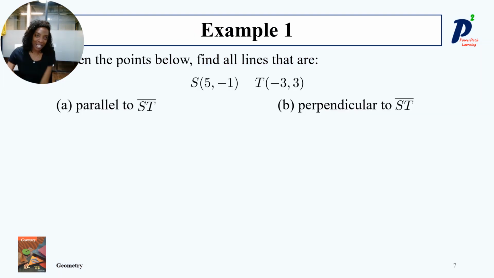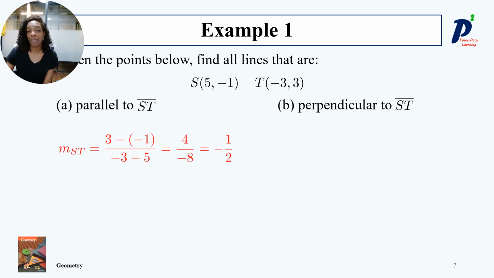In our one and only example, we're given points S and T and asked to find all lines that are parallel to ST and perpendicular to ST. If you think you have an idea of how to do this, pause the video and resume when you're ready to see the answers. I'll show the answers in 3, 2, 1.